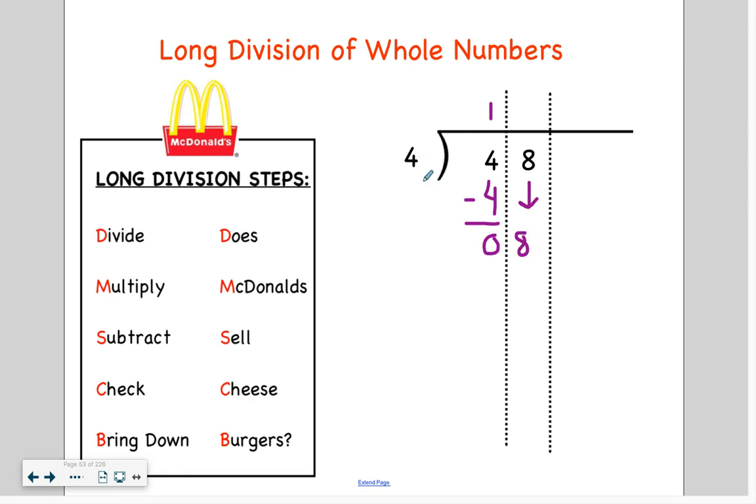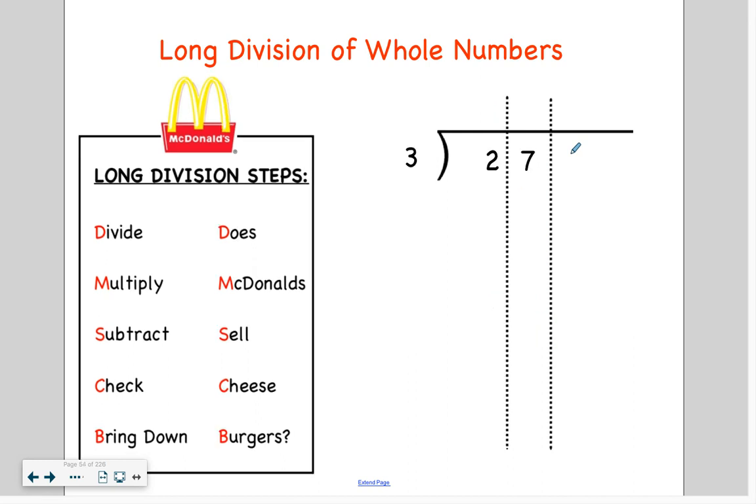8, start over. 4 goes into 8 2 times. 2 times 4 is 8. Subtract. 0 is less than 4. Nothing to bring down. Our answer is 12. And we know this is a fast fact that 48 divided by 4 is 12.